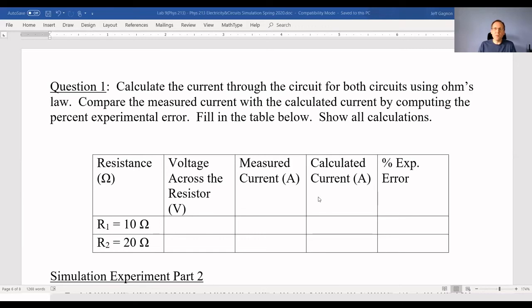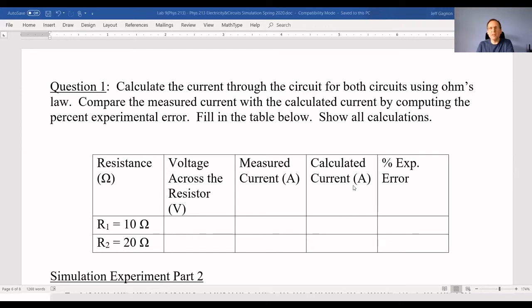Okay, so again, question 1 is to fill in this table with the measured voltage across each resistor, the measured current that you got from the ammeter, and then you want to calculate the current using Ohm's law, and then compute the percent experimental error. Compare the measured and the calculated current.